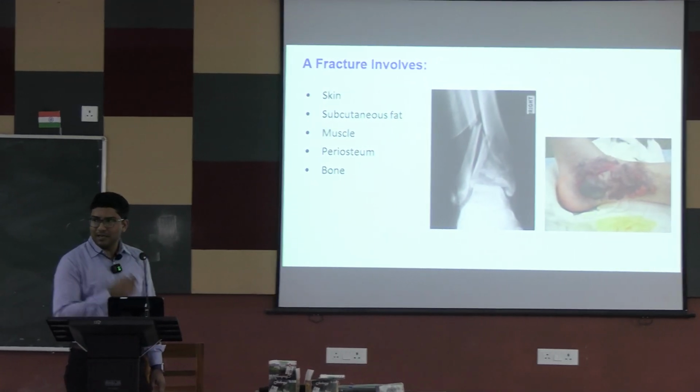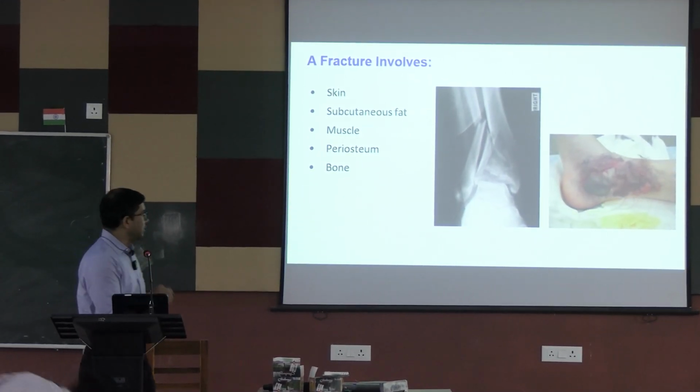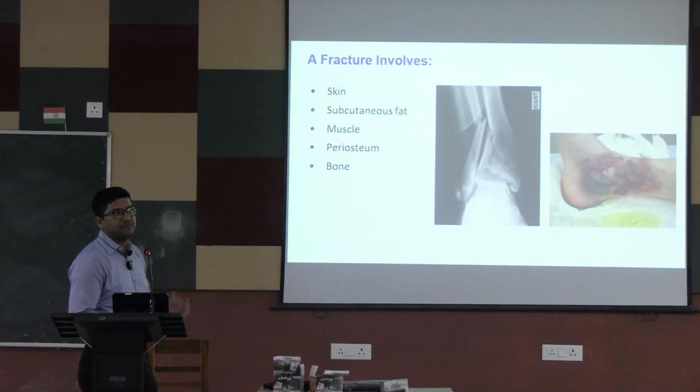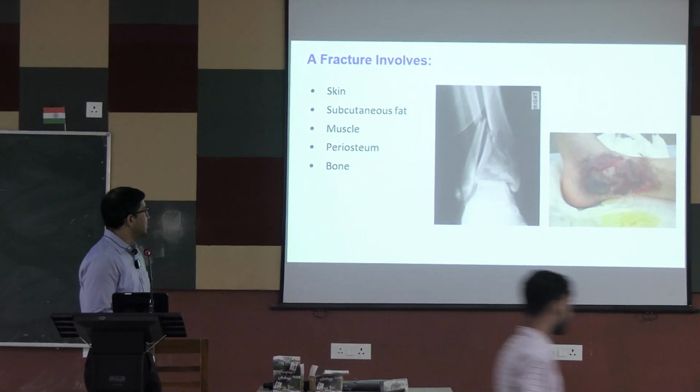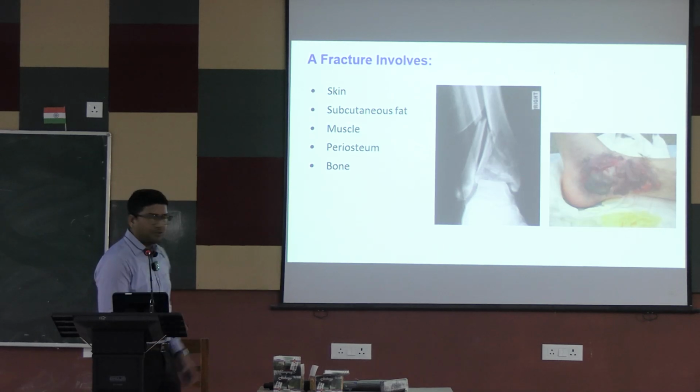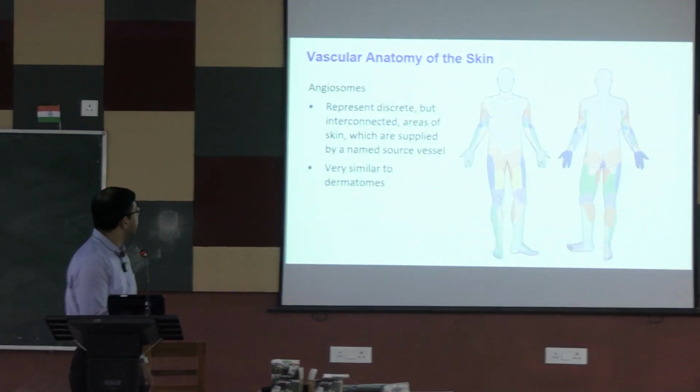So in a fracture, all these tissues are injured. So we have to think like this during management of the fracture, whatever the management, be it conservative or operative, we have to think of these injuries. The injury could be mild or severe, like a fracture morphology. It could be very mild soft tissue injury or very severe injury.